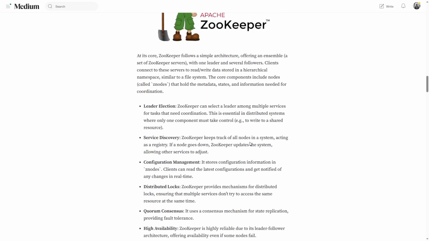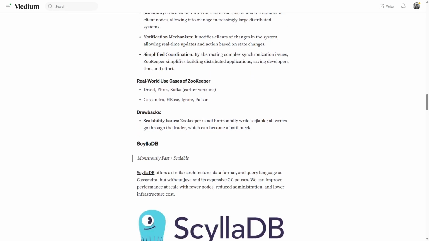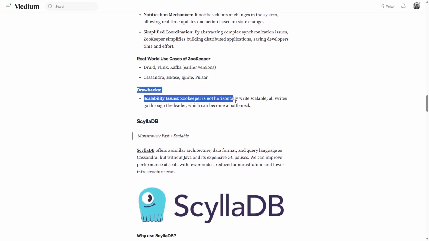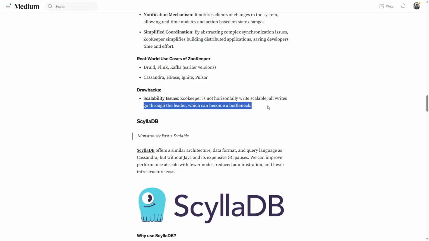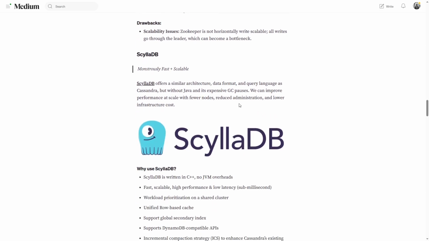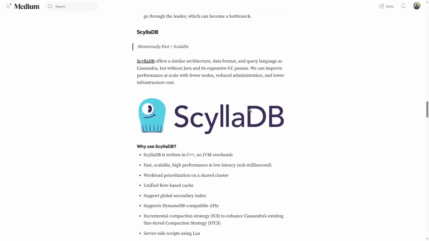So in that sense, it is again battle tested, something which is already used by a lot of open source projects like Druid, Flink, earlier versions of Kafka, Cassandra, HBase, Ignite, Pulsar. So all these big databases do use ZooKeeper itself to create a configuration store. Drawback: it does not have horizontally scalable writes. All writes go through the leader, which can become a bottleneck. So that is something which we have to take care of.